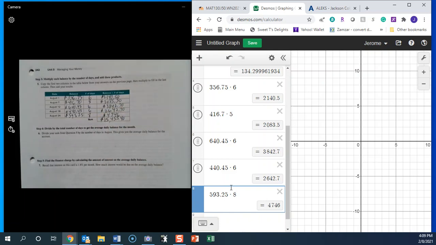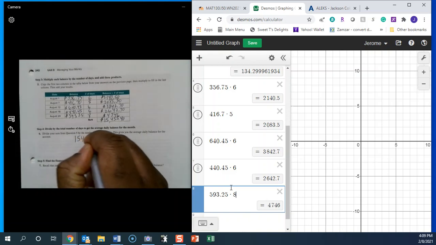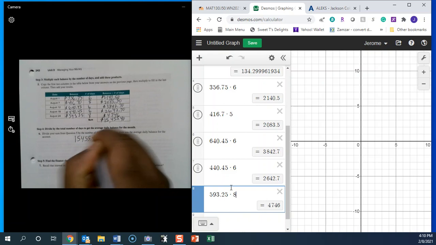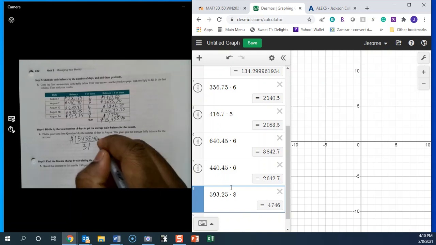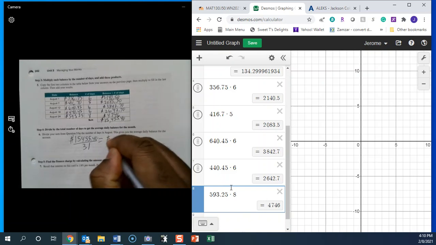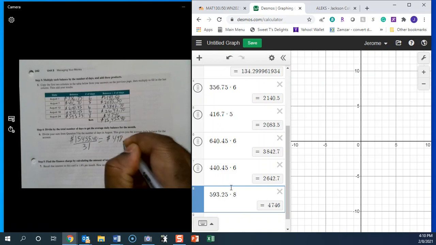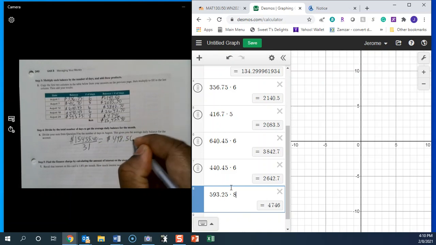All right. Now, for number 6, it says divide your sum from question 5 by the number of days in August. So we'll take this 15,455.40 divided by 31, because we know it's 31 days in August. This gives you the average daily balance for the account. When you divide this out, it'll give you $498.56.